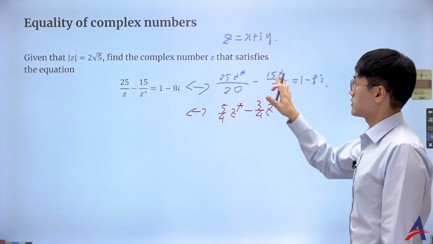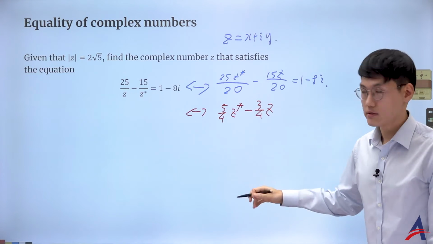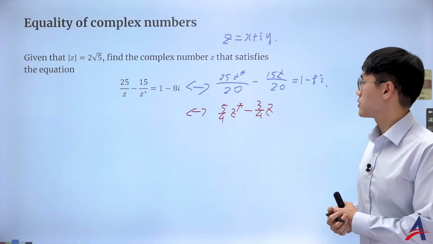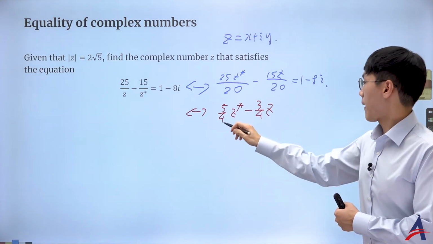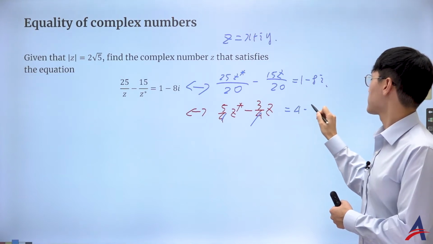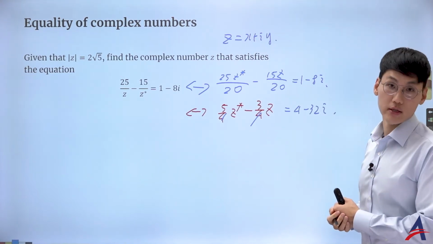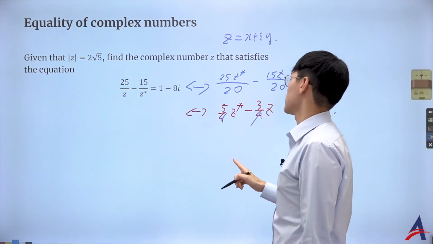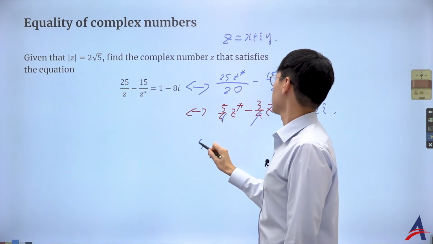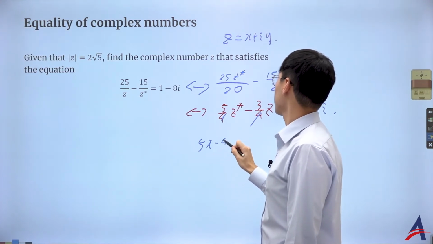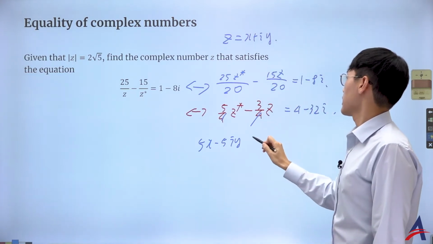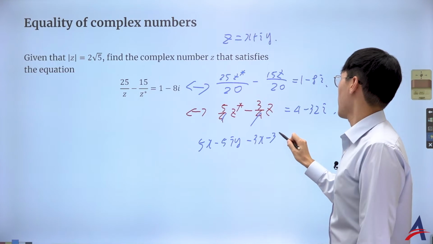Now I can put z as x plus iy, because it's very simple to work with the real and imaginary parts. If I multiply by 4 on the right-hand side, I have 4 minus 32i. Then I'm going to let z be x plus iy. For the z conjugate, if I do the distribution, that's going to be 5x minus 5iy. If I multiply by negative 3 on the z, it's going to be negative 3x minus 3iy.